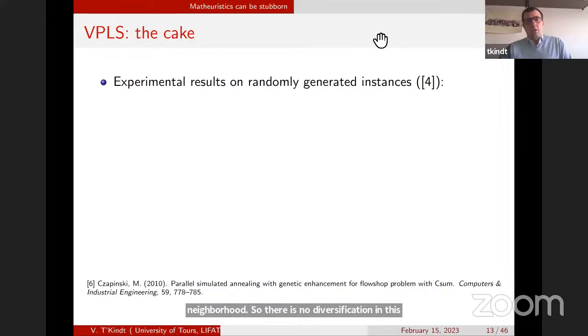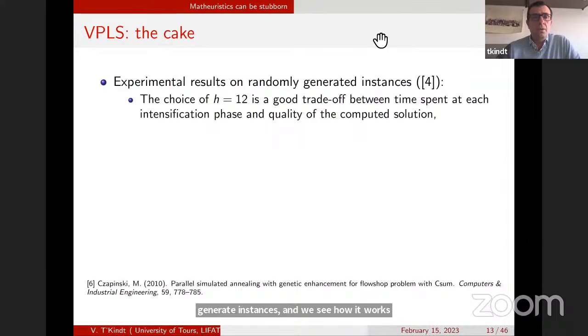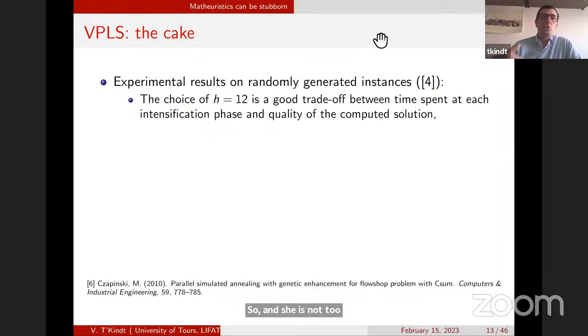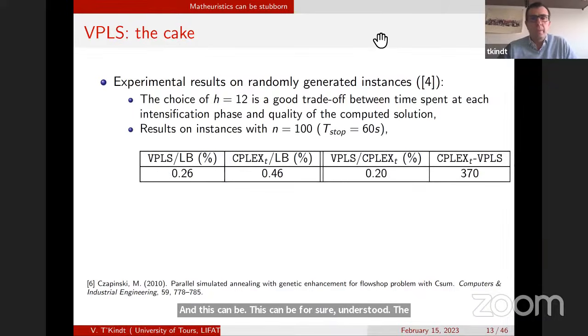So we have the main line of the Matheuristic. Now we solve the problem. We randomly generate instances and we see how it works. In their paper, the authors said that H equal to 12 is a good trade-off between time spent at each intensification phase and the quality of the computed solution. So H is not too small, so that the Matheuristic will be efficient, and it's not too large, so that it's not too time consuming. And this way of picking the value can be understood, as it results from preliminary experiments.